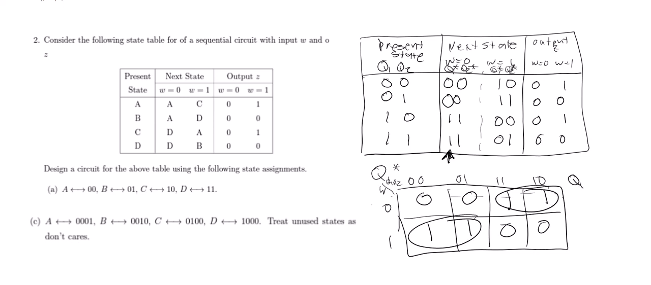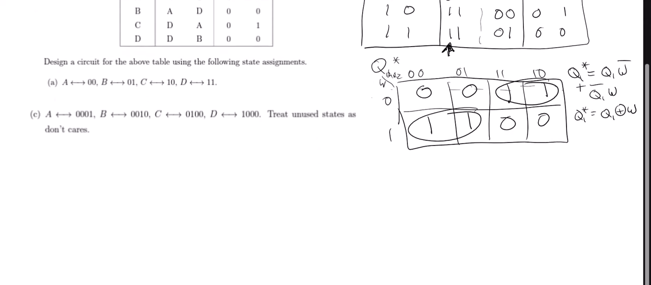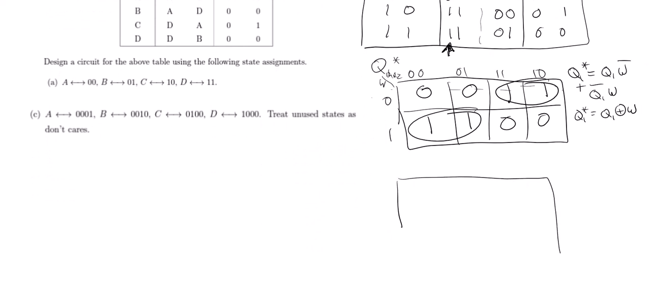So Q1 star: this top right circle has Q1 equaling 1 and W equal to 0, so it's Q1 W bar. This bottom left circle has Q1 equal to 0 and W equal to 1, so that's Q1 bar W. So you might notice that that is the same as the exclusive OR of Q1 and W, so we can do that with one gate. Okay, so now let's check Q2 star.